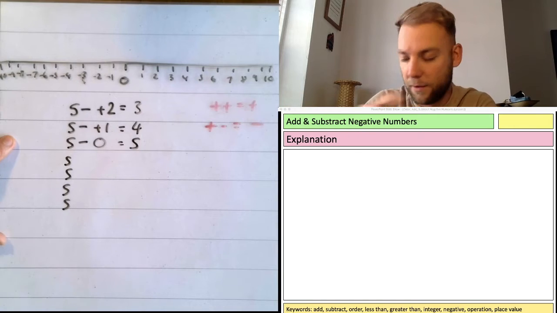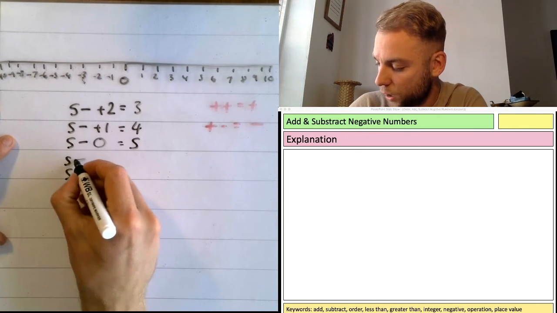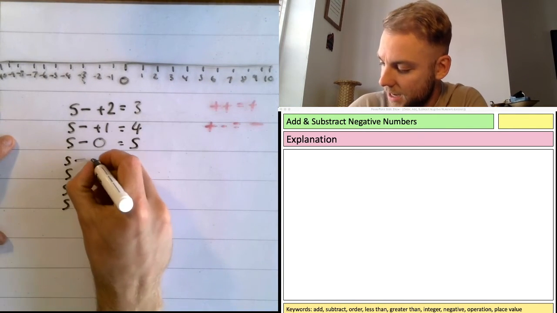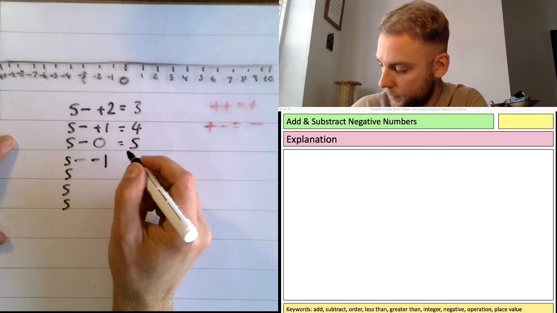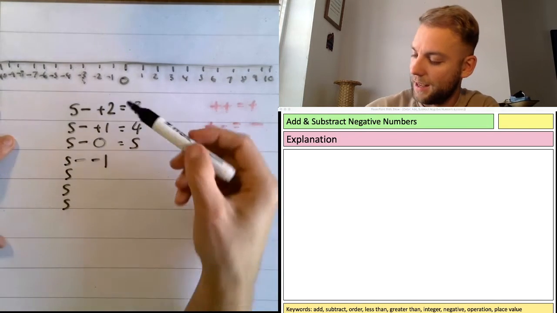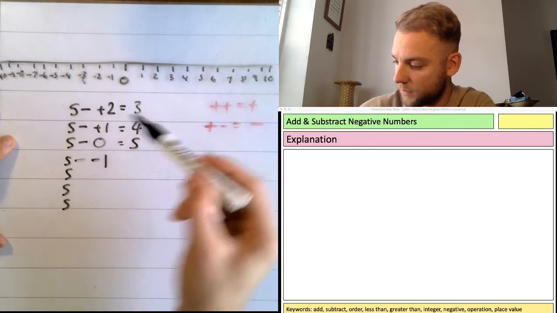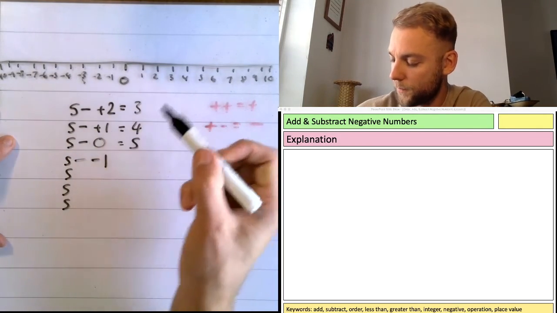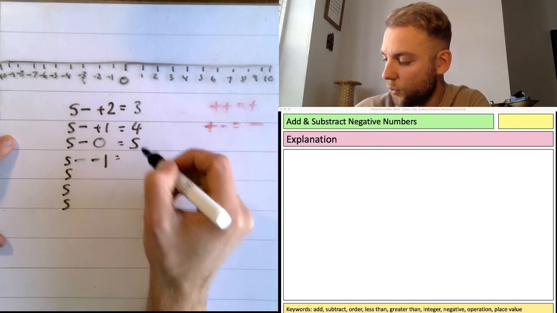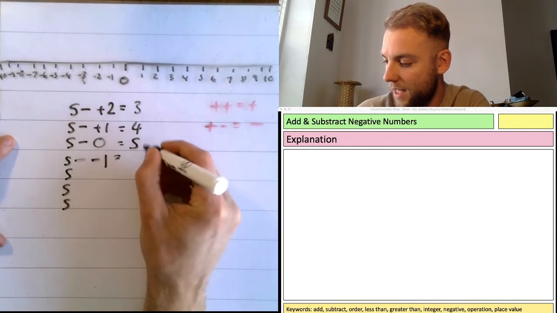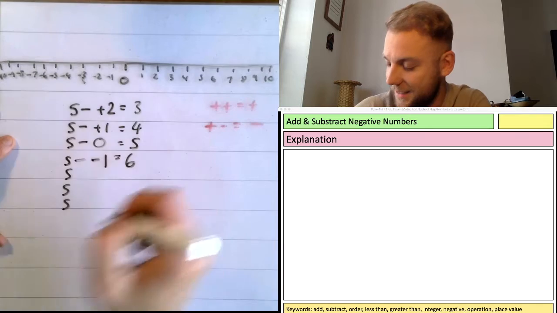Now here we're going to get a little bit funny again. So 5 subtract negative 1. Now notice the pattern here going 2, 1, 0, negative 1. And here 3, 4, 5. So what's going to be next in the pattern there? Well, next in the pattern here is going to be 6, isn't it?